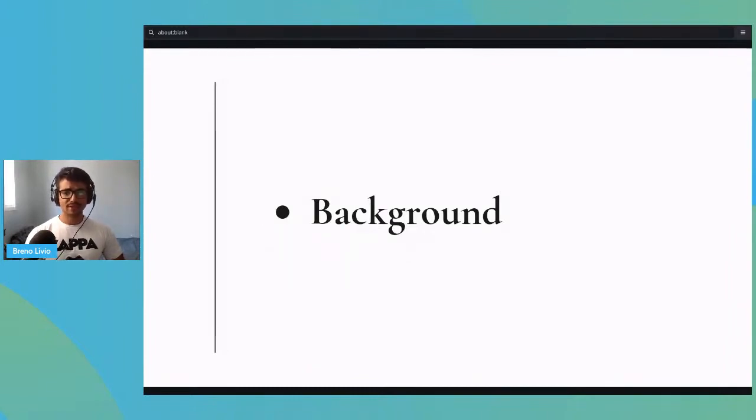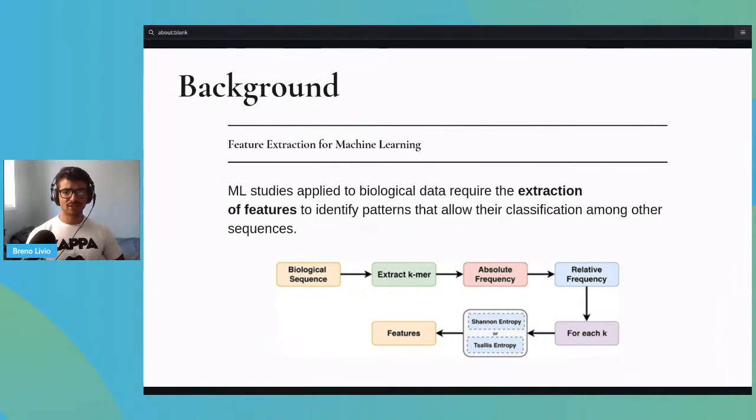Let's begin with the context behind the idea of feature extraction of biological sequences. Over the years, with the accelerated advance of biological studies, non-coding sequences have attracted attention in bioinformatics. Elucidating the function of these non-coding regions is still a key challenge, which has been addressed by several machine learning studies. Nevertheless, machine learning studies applied to biological data require the extraction of features to identify patterns that allow their classification among other sequences. So machine learning models need to understand in a relatively concrete way the characteristics of biological sequences, such as their statistics and other relevant information. Thereby, feature extraction plays a crucial step in machine learning.